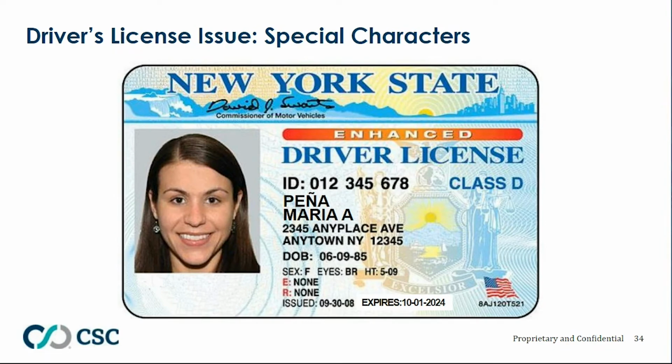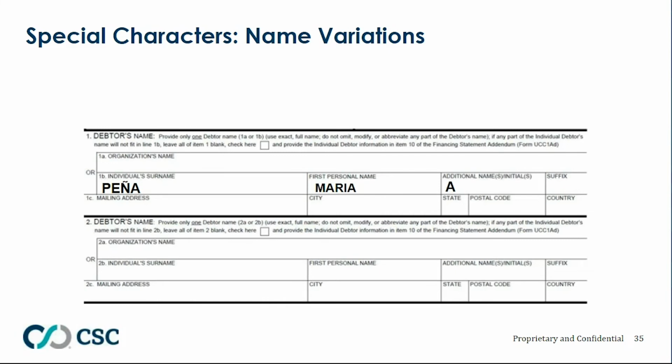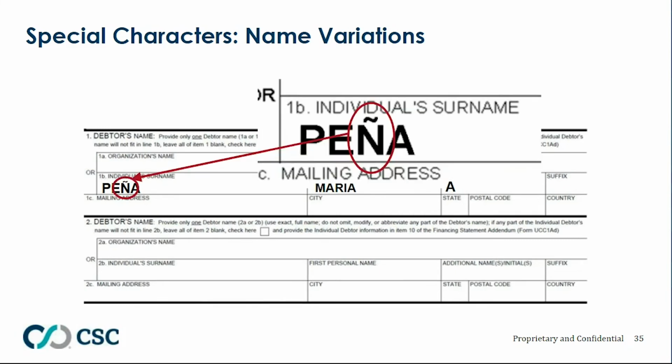There are some challenges. There are special characters that sometimes can appear in a driver's license, like here we have the Enya character, Peña. That is not something found on a standard keyboard, but it is on the driver's license, so technically the name will be sufficient only if it provides that on the financing statement. So the financing statement must provide that name exactly as it appeared on the driver's license. Now, some states will reject if there's a special character in there. Others will just index this as an A, and that's fine. But some will index it with that character.